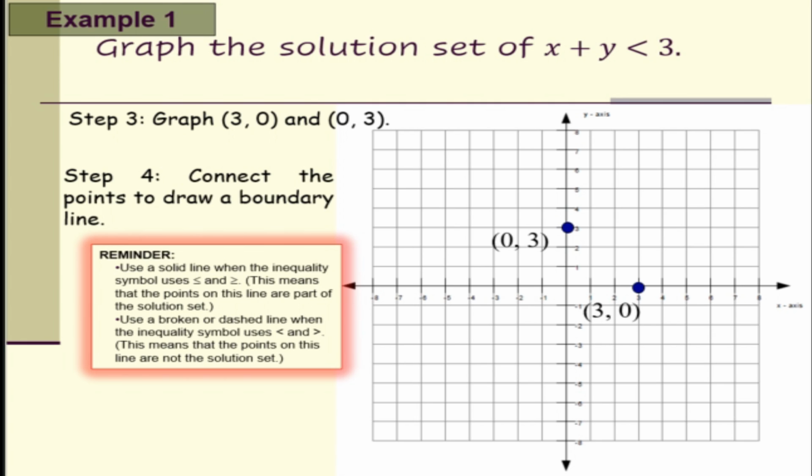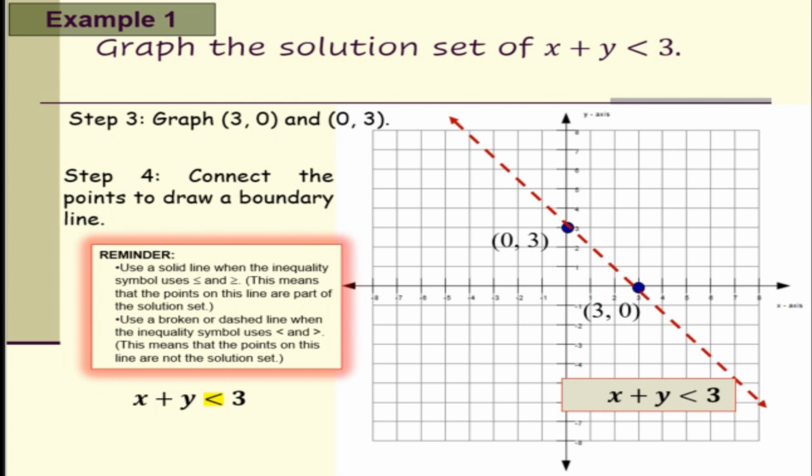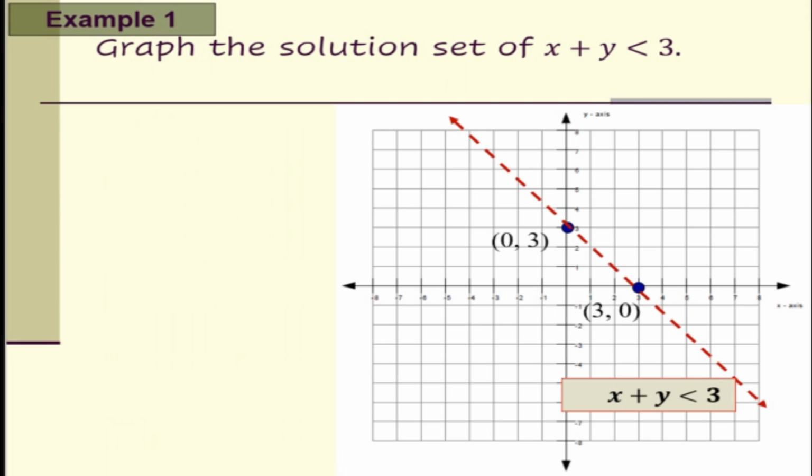In this inequality x plus y less than 3, the inequality symbol is less than. Therefore, the boundary line is a broken or dashed line. So, connect the two points, 0, 3 and 3, 0, using a dashed line. For step 5, after drawing the boundary line, the plane is divided into two regions. These two regions are called half planes.